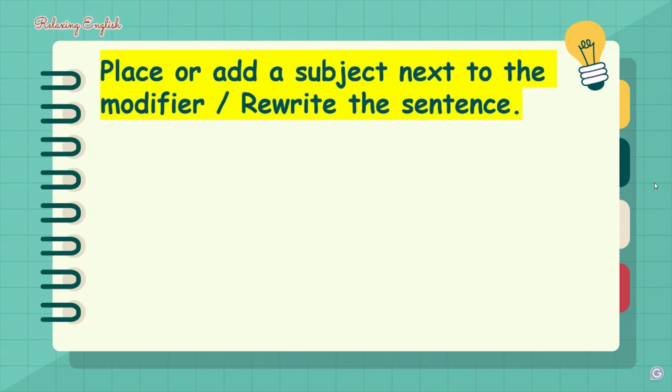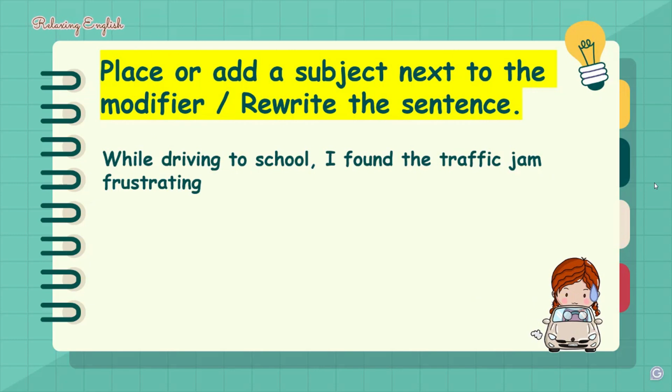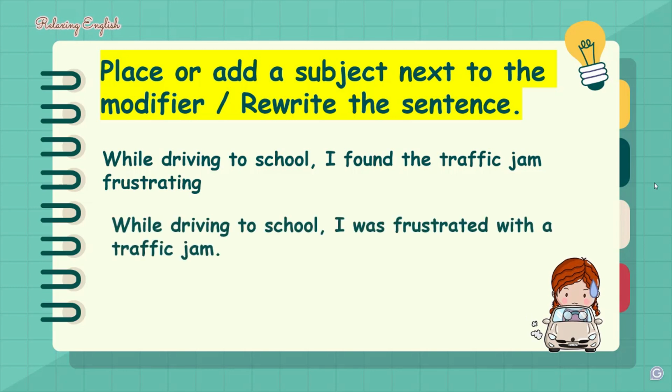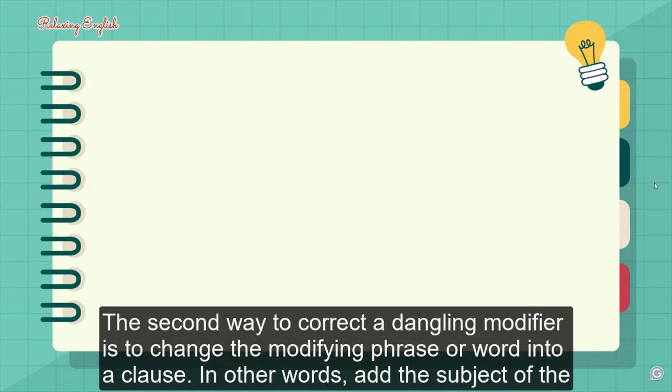Then what should we do? You should place or add a subject next to the modifier. It's possible to rewrite the sentence to make it correct. You can say, while driving to school, I found the traffic jam frustrating. So the sentence is correct. Or you can say, while driving to school, I was frustrated with the traffic jam. Let's take a look at another example.